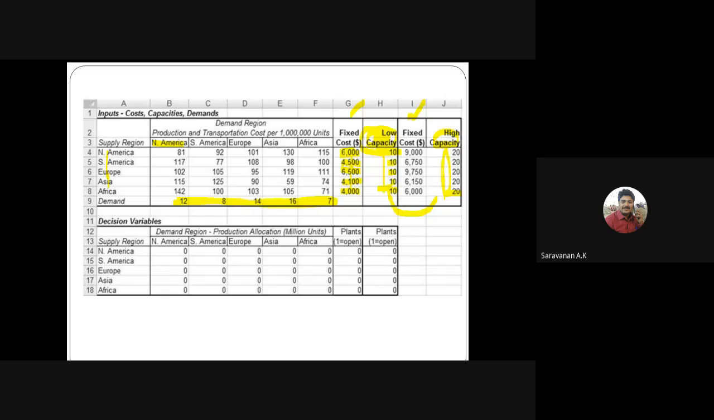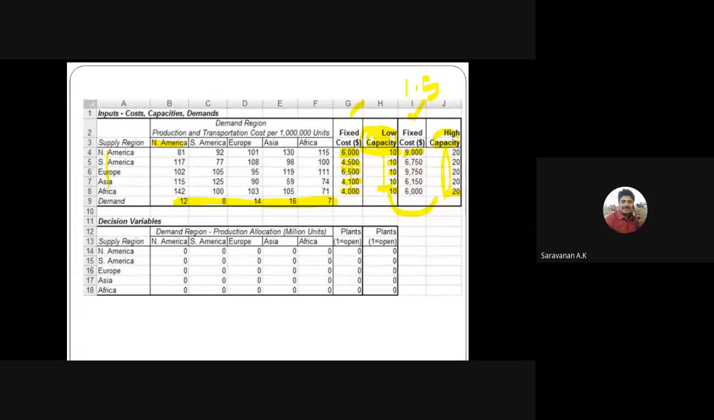Here I take 6,000, but here only 9,000. So the fixed cost will not be twice as the capacity increases, and we get some reduced cost. The fixed cost reduces while increasing the capacity. If the capacity is doubled, the fixed cost increases by 1.5. If the capacity is tripled, it equals 1.2. So the fixed cost is a marginal one.